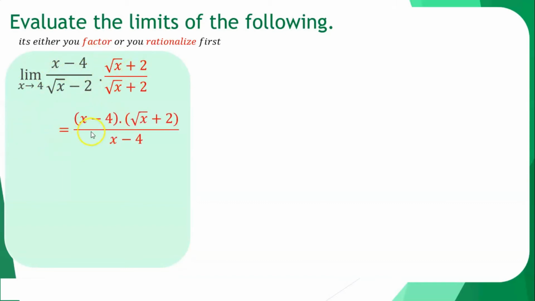So multiply this, and since in our denominator we have the sum and difference of the same roots, its product will be the difference of squares. So √x times √x will get x. -2 times 2, we will get -4. At this point, we can cancel x - 4, so we're left with the limit of √x + 2 as x approaches 4. At this point, we can substitute 4 right away, so simplifying, we will end up with 4.